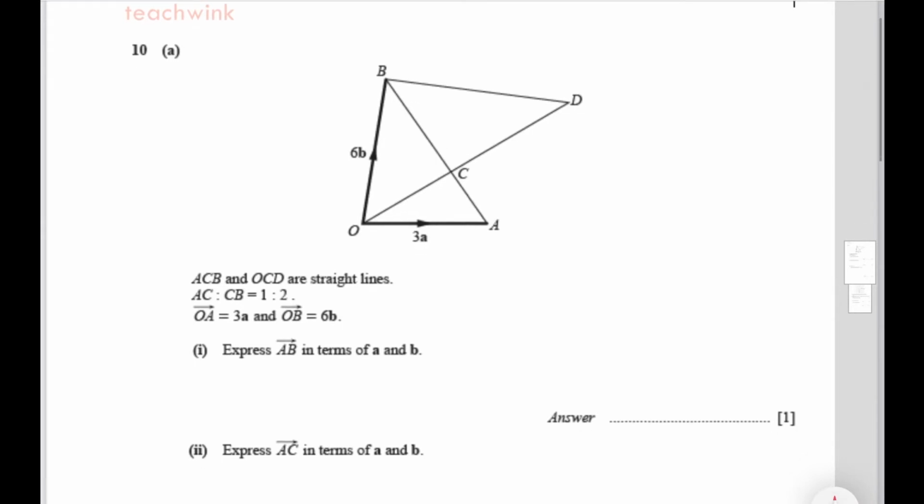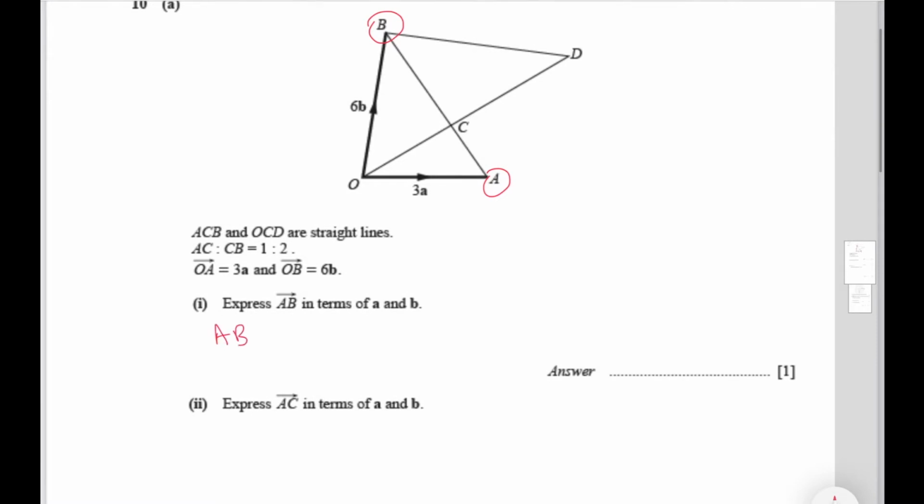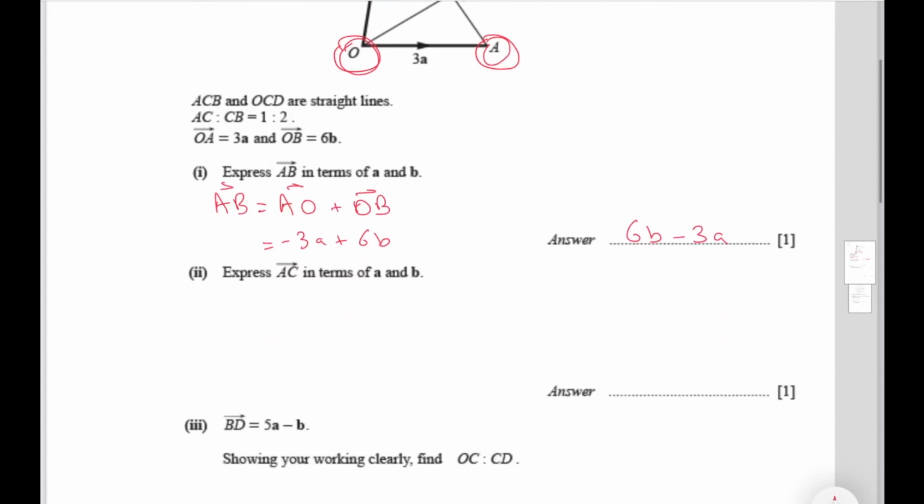That means we have to go from A all the way to B and express this in terms of a and b. So the vector AB would be when we go from A to O and then from O to B. When we add these two vectors, since you're not going from O to A, you're going in the opposite direction, you use negative 3a plus 6b. That's your answer. So you write it over here. 6b minus 3a.